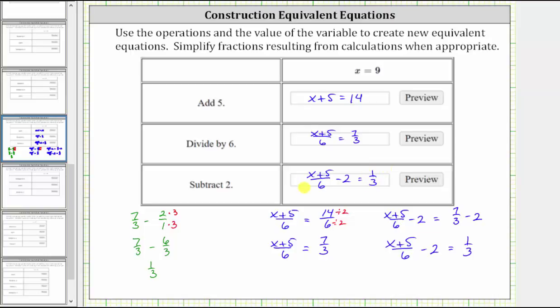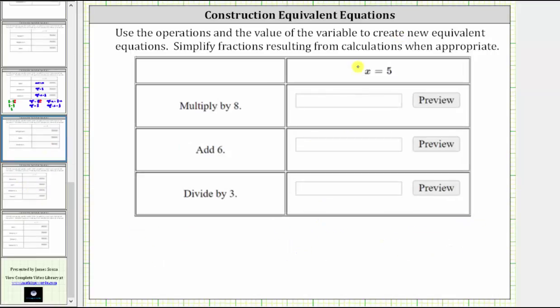These three equations are equivalent because they all have a solution of x equals 9. Let's take a look at a second example. We begin with x equals 5, and the first operation is multiply by 8. So now we multiply both sides of this equation by 8, which gives us x times 8 equals 5 times 8. X times 8 is equal to 8x, and 5 times 8 is equal to 40, giving us our first equivalent equation of 8x equals 40.